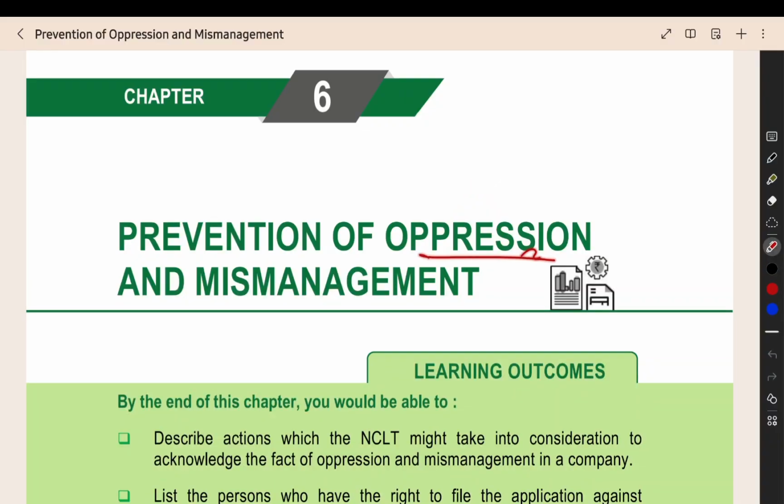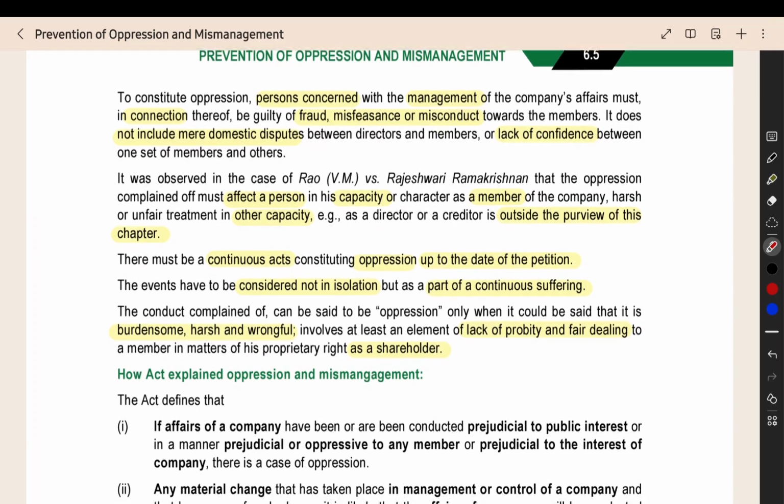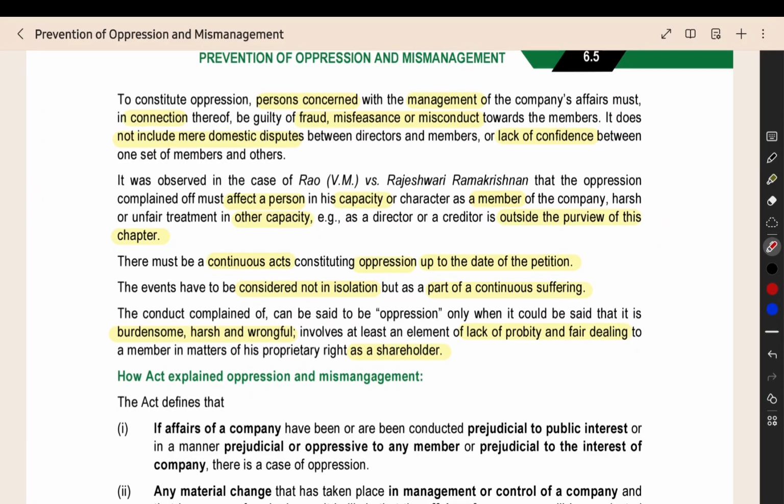We can see the meaning of oppression and then mismanagement. When you see the meaning of oppression, they have given that you should be affected in the capacity of a shareholder. As a shareholder, you are affected, and because of that you are filing an application under this chapter. That is allowed. But if you are a director and your director rights are not being given, for that you cannot file a petition under this chapter. If, as a director, you are experiencing unfair treatment in the capacity of a director, then it is outside the purview of this chapter.